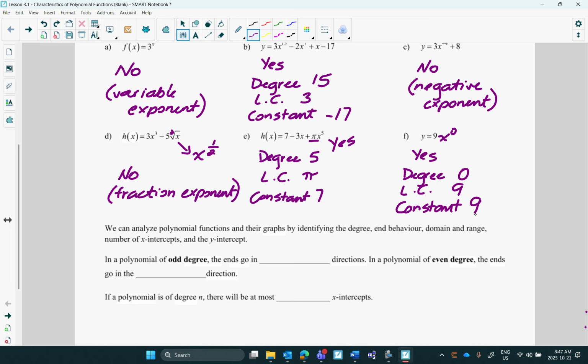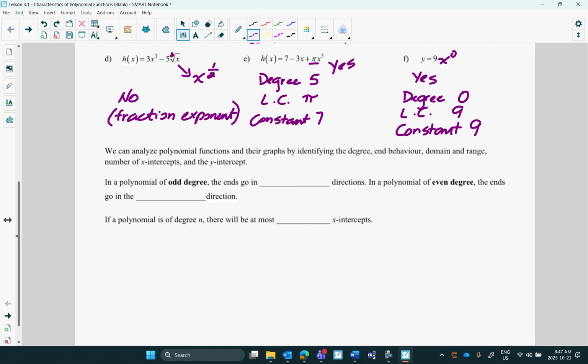Okay, so now we know what these things are and what they are not. Let's talk about properties of polynomial functions that we look at. And these are some of their properties. We've already looked at degree. End behavior, we haven't really looked at with any functions yet that we've studied. Domain and range, we've done with other functions. X-intercepts, in this case, the number of x-intercepts we've done, as well as the y-intercept.